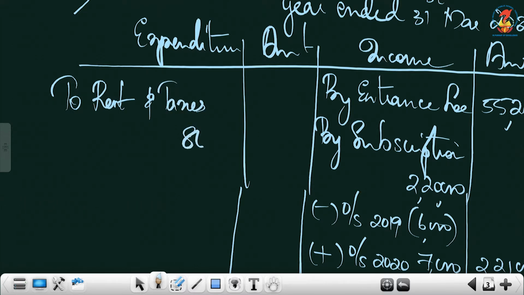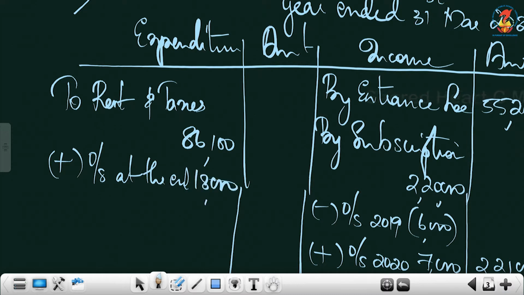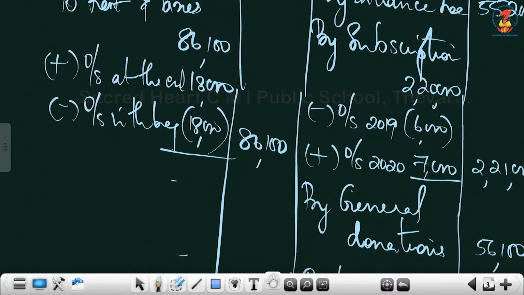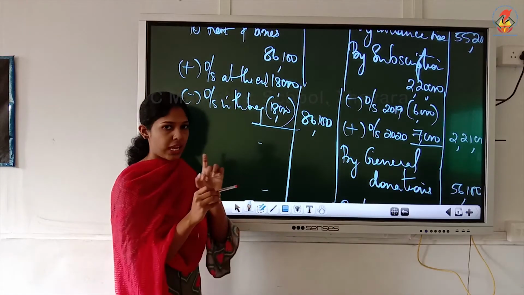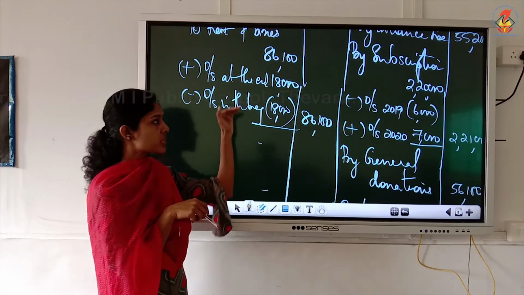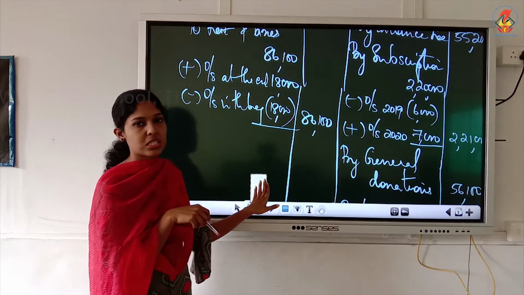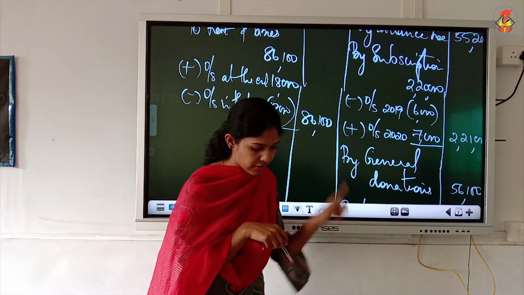the amount is 86,100. With that we will add outstanding at the end 18,000 and we will less outstanding in the beginning 18,000. See, actually plus and minus 18 will get cancelled and you will get the same in the outer column, but even then you must show this because there are two adjustments like this. That is why again the rent figure is same. Okay, this must be shown here in the inner column.